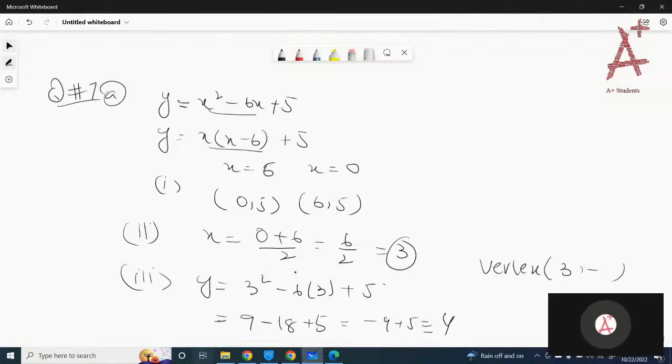So a equals 1 in the equation. So the equation is y equals x minus 3 whole squared minus 4. That is the equation in the vertex form. Got it?